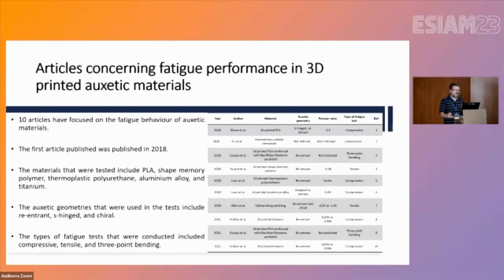Among all the materials, the main material was PLA, followed by shape memory polymer, thermoplastic polyurethane, aluminum alloy, and titanium. Among the geometries used in these works, there were re-entrant, S-shaped, and chiral geometries. And the types of fatigue studies were compressive, tensile, and 3-point bending fatigue tests.